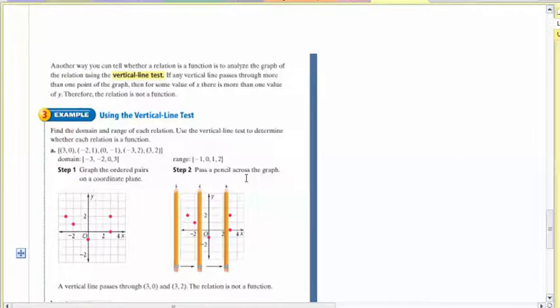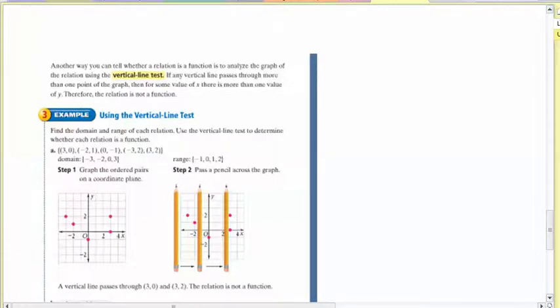Okay, and then another way you can tell whether a relation is a function is to analyze the graph of the relation using the vertical line test, and that's what we're going to do now. If any vertical line passes through more than one point of the graph, then for some values of x, there is more than one value of y. Therefore, the relation is not a function. All right, what's that mean? Okay, we're going to find the domain and range of each relation, and use the vertical line test to determine whether each relation is a function.